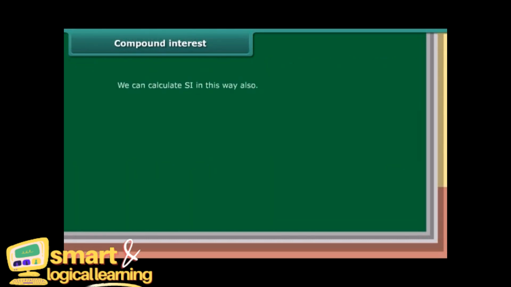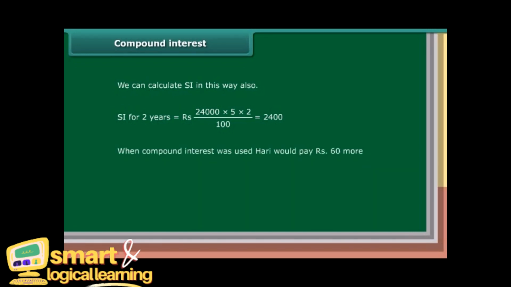We can calculate SI in this way also. SI for 2 years is equal to rupees 24,000 into 5 into 2 upon 100 is equal to rupees 2,400. When compound interest was used, Hari would have to pay rupees 60 more.